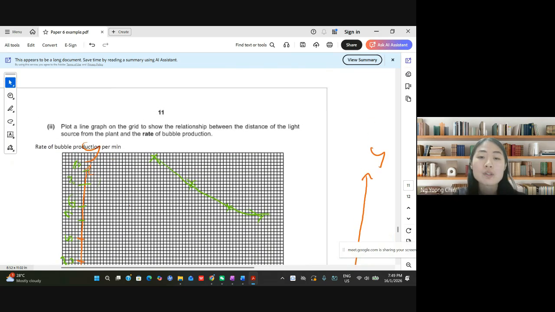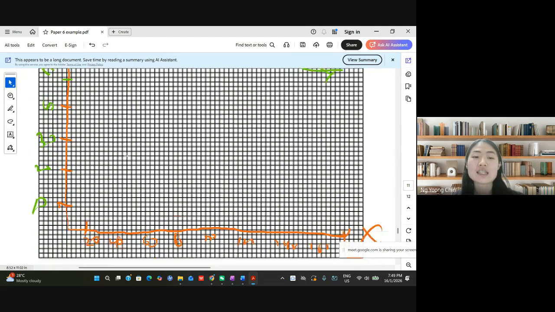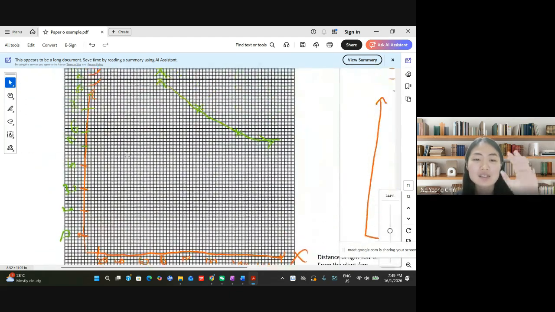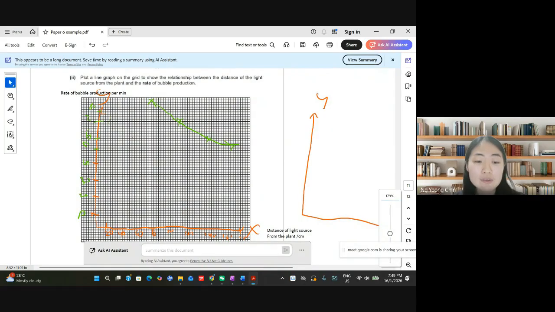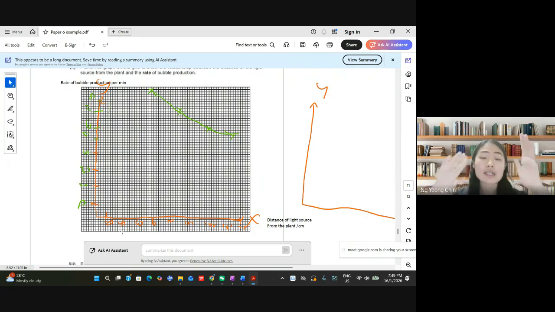So at this one, what do you think? Which one is the x-axis? Which one is the y-axis? Is the distance of the light source from the plant the x-axis or y-axis? I think I should. Yes, okay. It's the x-axis, which is this one. Yeah. So that's why you need to draw a line, okay? And then you need to draw your scale here. And then you need to design your scale, like a bar, okay? A bar is equivalent to how many units?